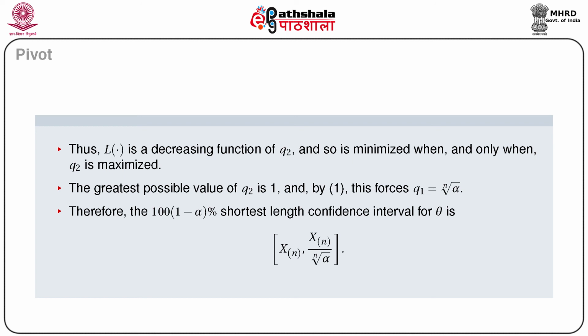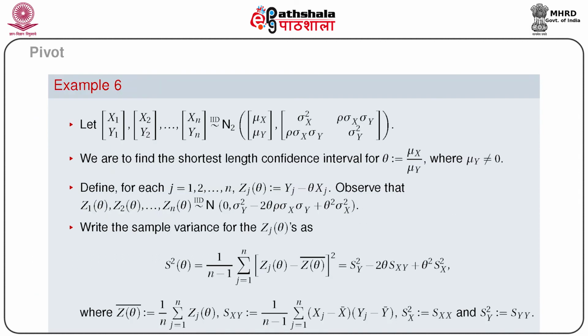Thus the shortest expected length confidence interval for theta is given by (X_(n), X_(n)/alpha^(1/n)). Here x_(n) denotes the observed value of X_(n) obtained from the sample. Now we consider our last example.